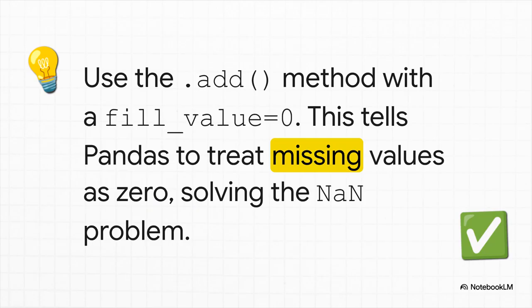Instead of using a simple plus sign, we can use the .add method. This lets us give it a fill value. We're basically telling Pandas, hey, anytime you see a missing value during this addition, just pretend it's a 0. And boom, the NaNs are gone, and our math works out exactly how we want it.